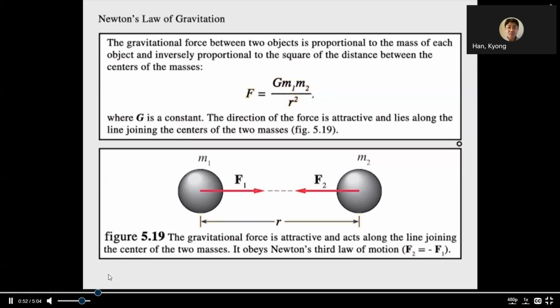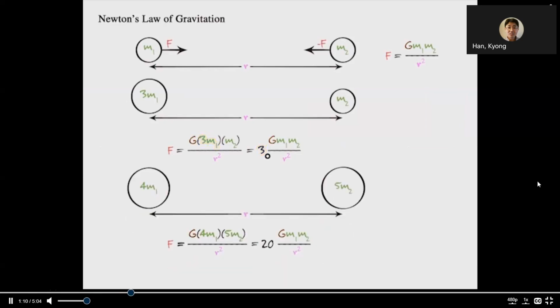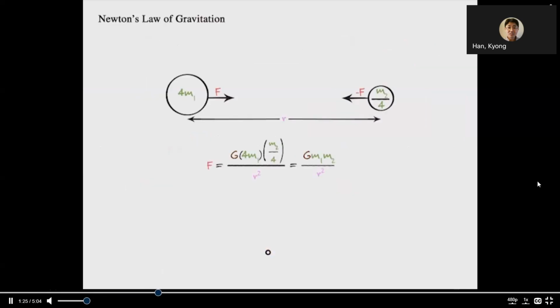How much does the force increase? Let's look at the masses first. If M1 is replaced by a mass 3 times bigger, then the force will be 3 times bigger. If one mass is increased 4 times and the other mass increased 5 times, then the force will be 20 times bigger, since 4 times 5 is 20. What if one mass is increased 4 times and the other mass is decreased by 1/4? Then the force will not change, since 4 times 1/4 is 1.